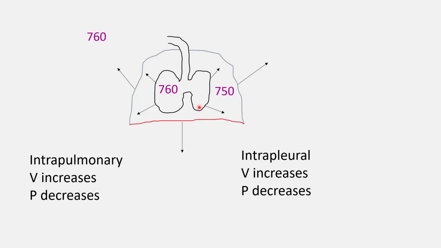It doesn't matter how much it decreases. It just needs to drop a little bit. I showed it dropping to 752. Well, as soon as this drops below atmospheric pressure, which is exactly what it did, something is going to happen. The pressure in the lungs has dropped below atmospheric pressure. There is a difference in pressure.